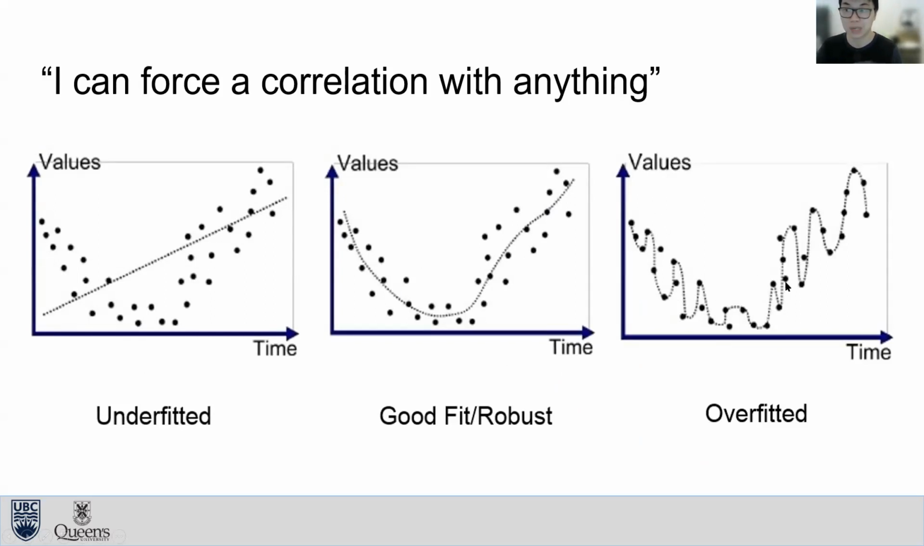And mathematically, we can do this easily. Just have a 500-degree polynomial, and we can fit every single data point in here. But when a new data point comes in, we won't be able to capture it because this is overfitted to our data set. And this is a really important key point.